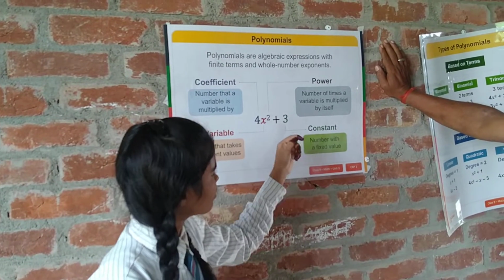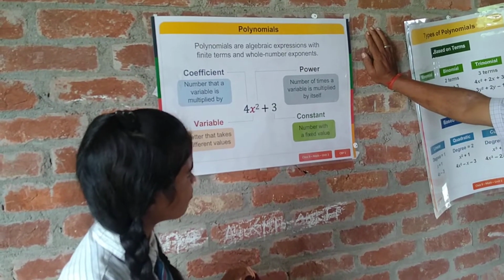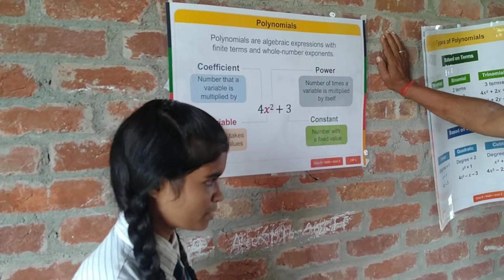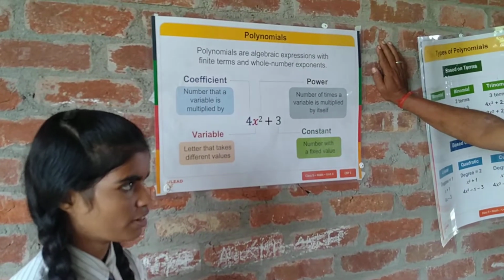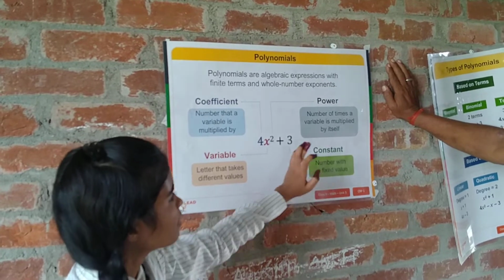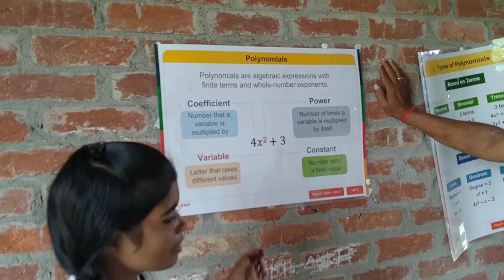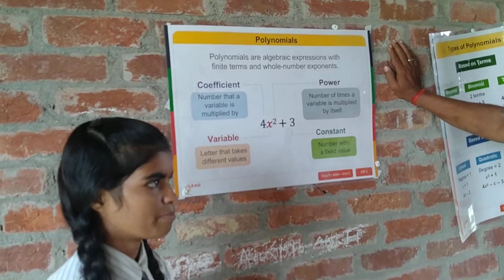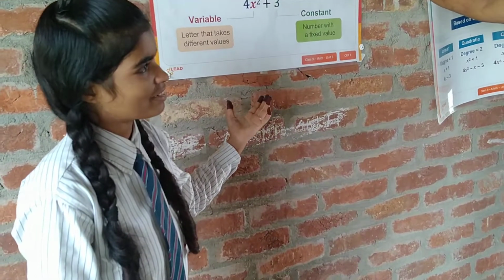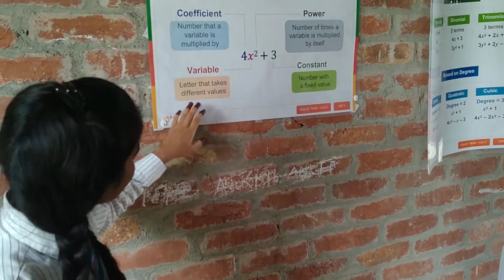Now we move on to power. What is power? The number of times a variable is multiplied by itself. It means power is a product that is multiplied by itself. It means how many times the number is multiplied. I will give an example of power, that is 3 to the power 5. 5 is the power of the number. It means 3 is multiplied 5 times.